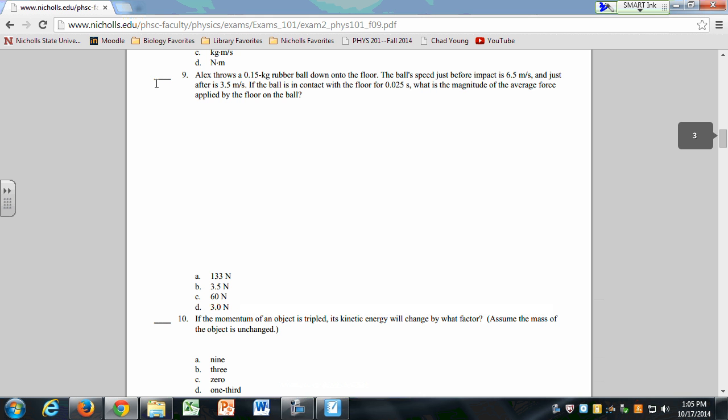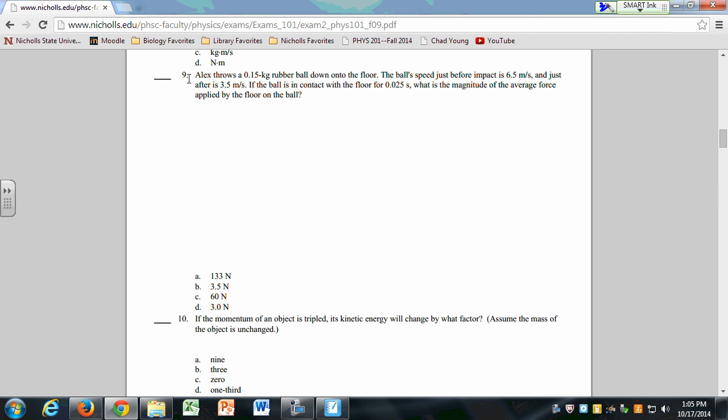Okay, this is a good one. So I have Alex. This, by the way, is Fall 09, Exam 2. Can y'all see the text okay, Jordan? Yeah. It says Alex throws a 0.15 kilogram rubber ball down onto the floor. The ball's speed just before impact is 6.5 meters per second, and just after is 3.5 meters per second. And it's in contact with the floor for 0.5 seconds. What is the magnitude of the average force applied by the floor on the ball?